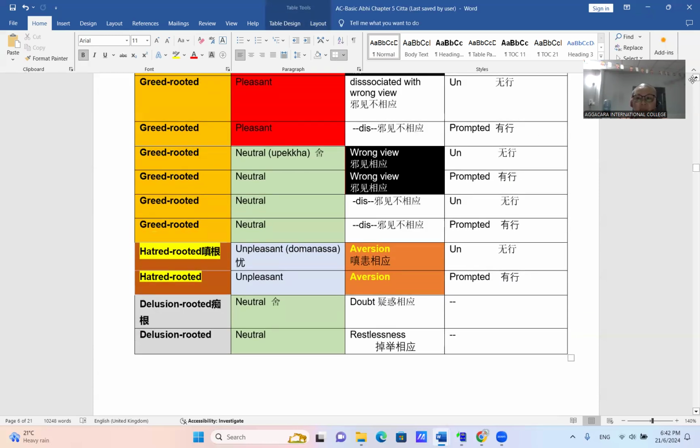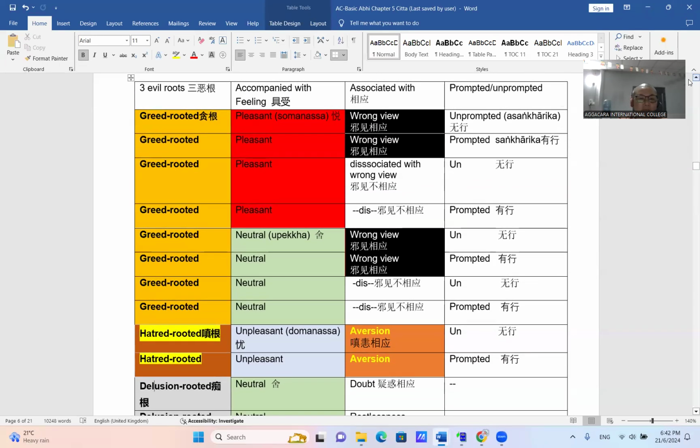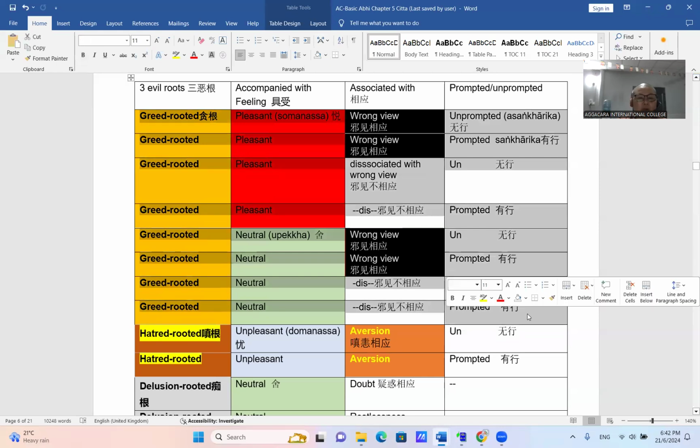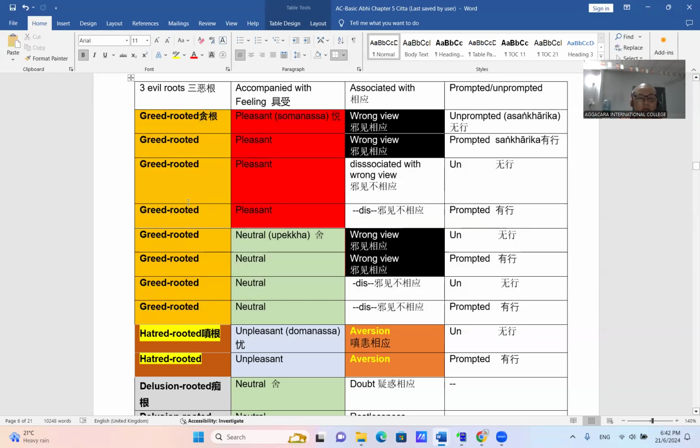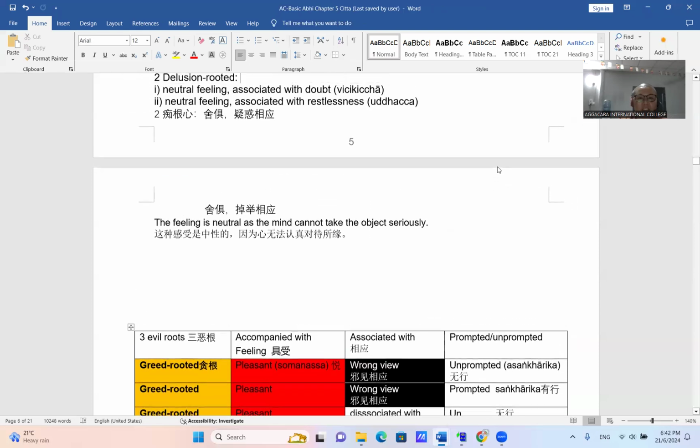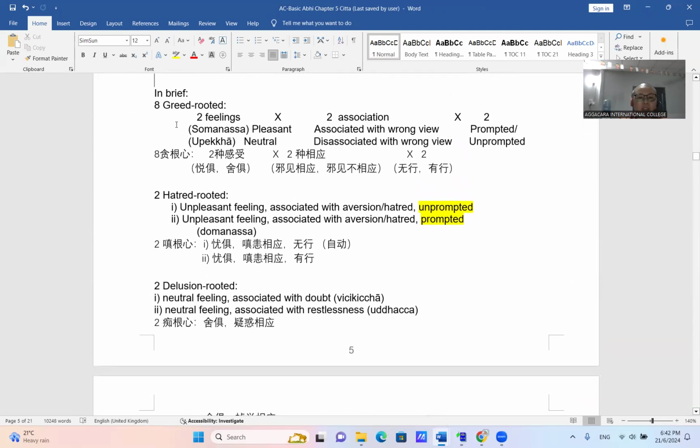I already highlighted here, but if you print out, maybe you don't see the color. Okay. So we go for the 8 here. All right. The Lobha Mula first. So remember this is called Lobha Mula, greed-rooted. So greed-rooted, 8 of them. So you can see in this color, 8 of them. Associated with 2 feelings, pleasant feeling or neutral feeling, like just now. Then associated with wrong view or not wrong view. Then prompted, unprompted. So this table looks complicated, all right? But if you can just remember the formula here, it's very easy. 2 feelings, 2 associations, okay? 2 types, either prompted or unprompted. So 2 times 2 times 2, so you get 8. So after you remember 2 times 2 times 2, you get 8. Right. Then you come back to this table.